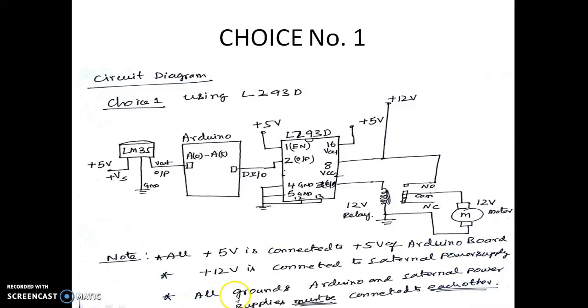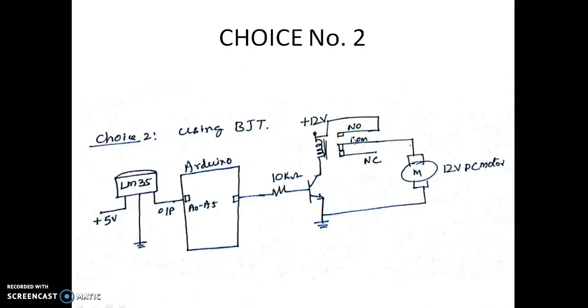This is most important. All grounds of the Arduino and the external power supply must be connected to each other. If you don't have this ground and this ground common with respect to the Arduino and the external power supply, the motor will not be running. So it is very much necessary that we connect the grounds of the external power supply as well as the ground of the Arduino board. So this is the second choice.